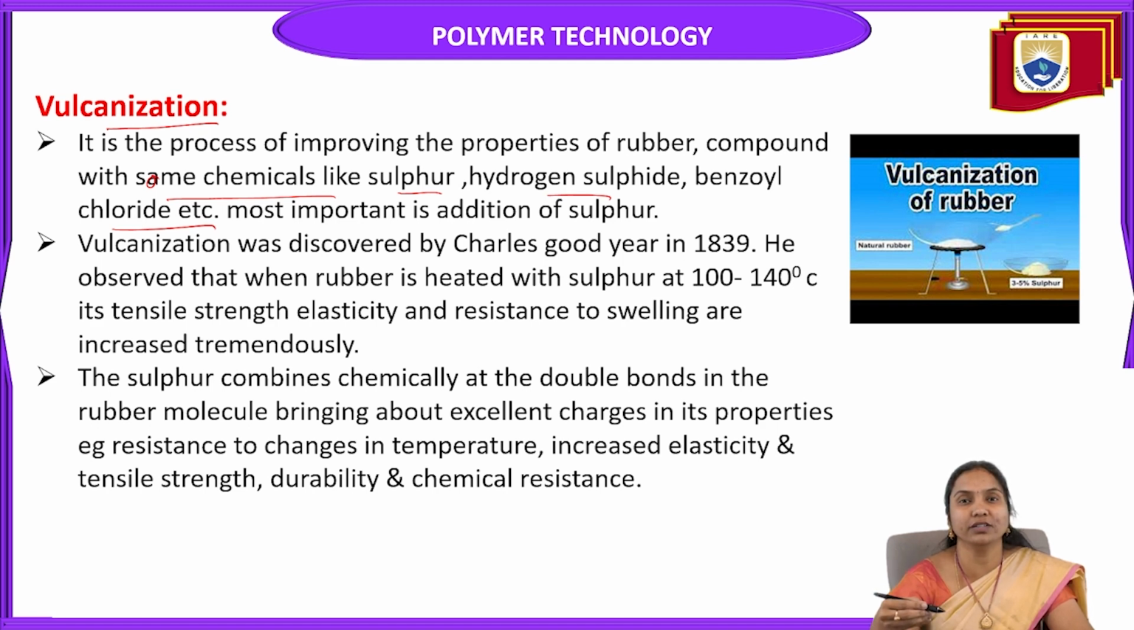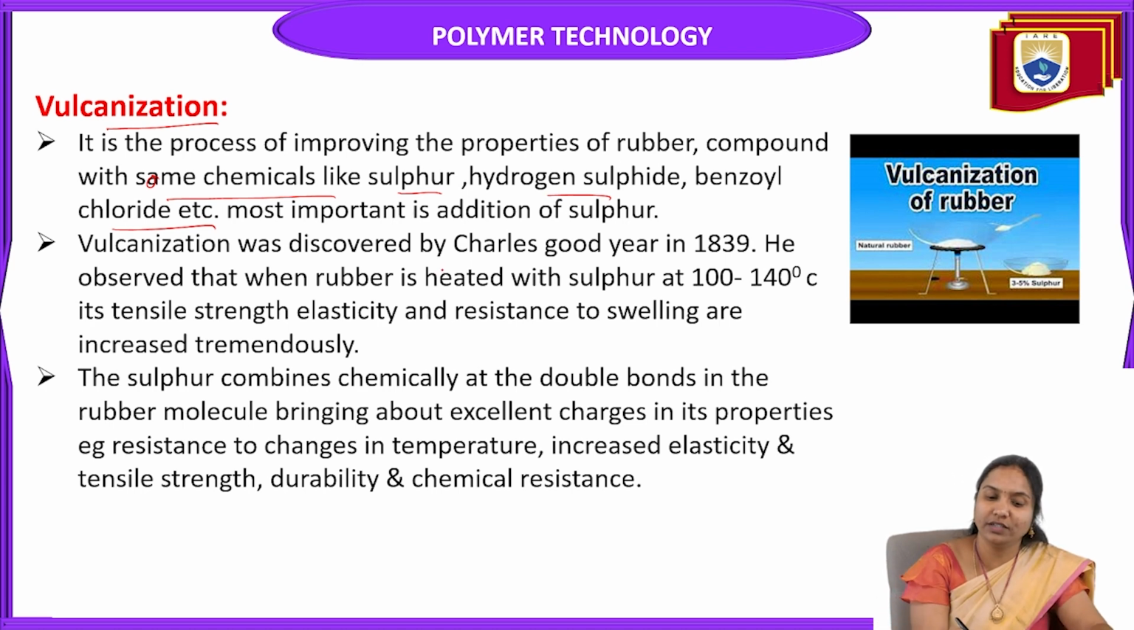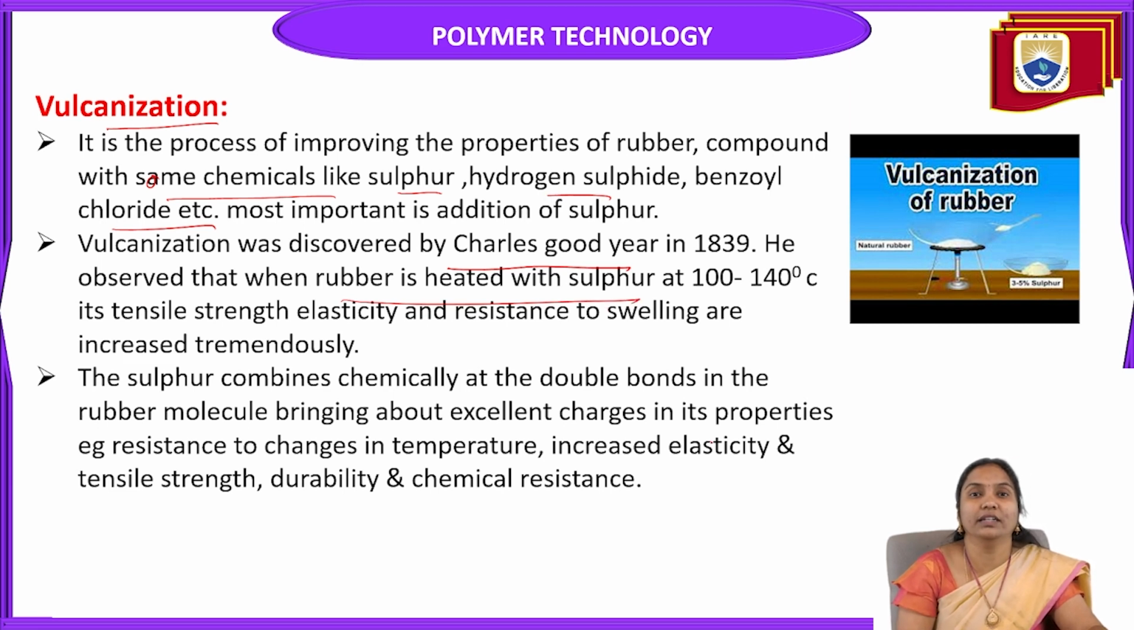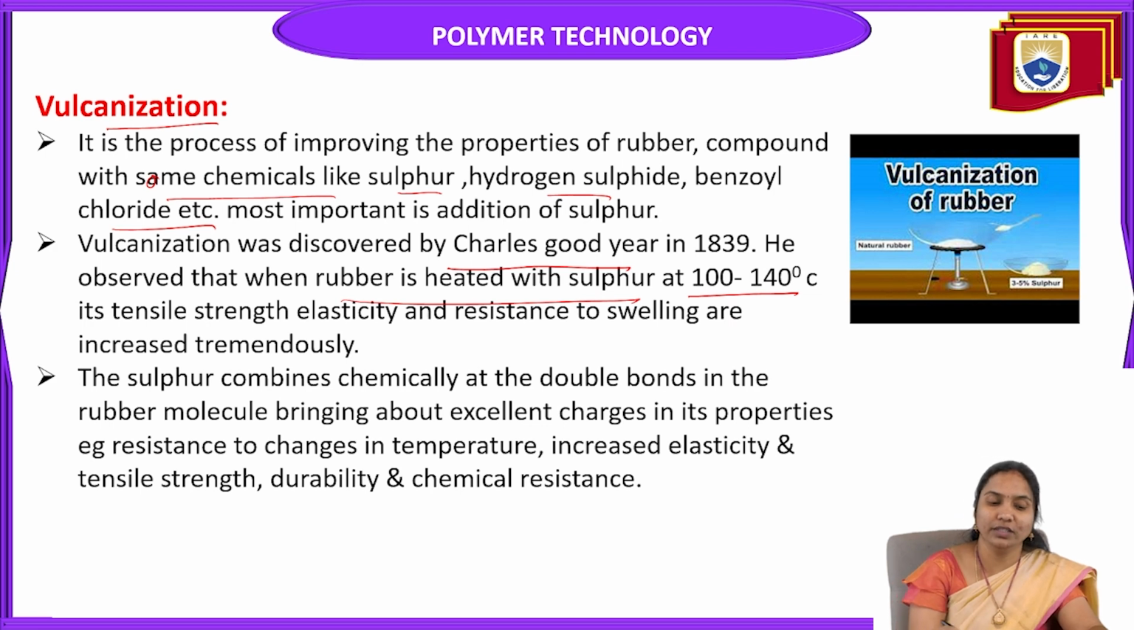For what purpose are we using vulcanization? To improve the properties of rubber like durability, flexibility, and elasticity. All these properties are improved by this vulcanization method. Vulcanization was first discovered by Charles Goodyear in 1839. He observed that when rubber is heated with sulfur at 100 to 140 degrees centigrade, tensile strength, elasticity, and resistance to swelling are increased tremendously.